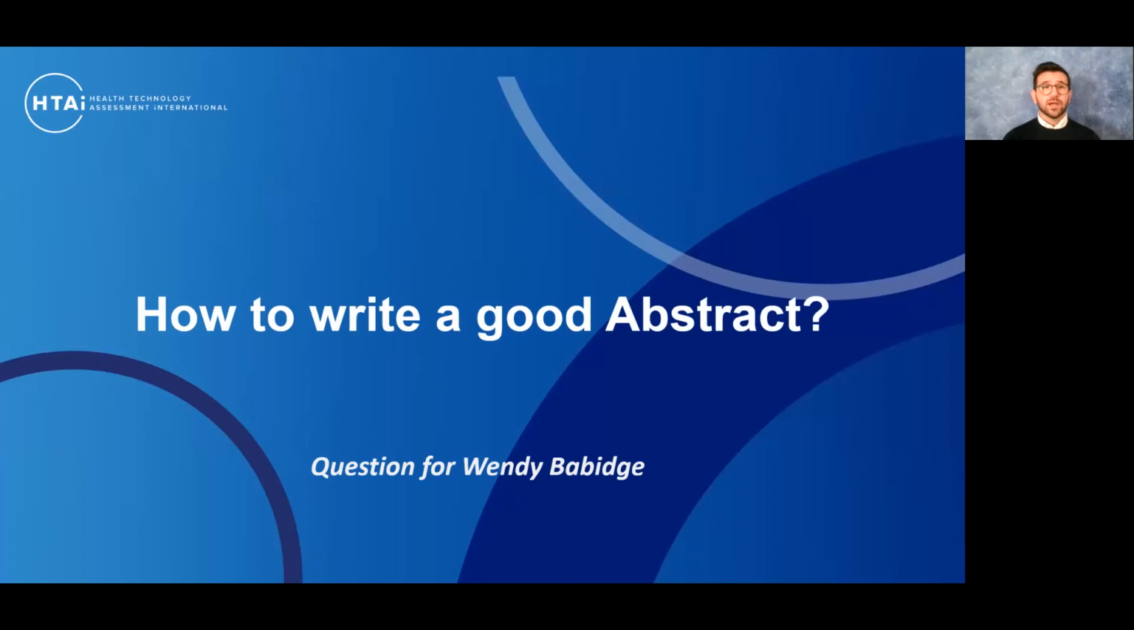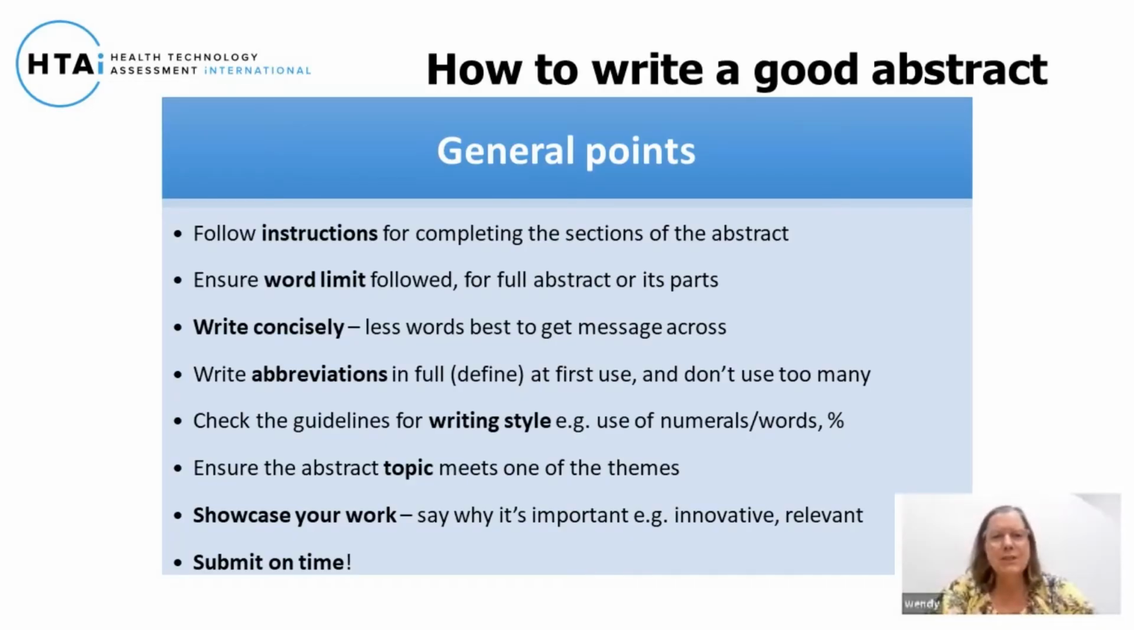So Wendy, can you share with us how to write a good abstract? Thank you very much, Antonio. So, writing a good abstract. Perhaps first I will start with some general points. Key things are to follow the instructions. Here are the different sections of the abstract. It's important to note how they're to be completed, including the word limit. Not only for the full abstract, so how many words in total, but also the different parts of the abstract. It's key to write really concisely, and it's always better to have fewer words, but still to get your message across. If you have abbreviations, make sure that you write them in full first with the definition, and don't use too many.